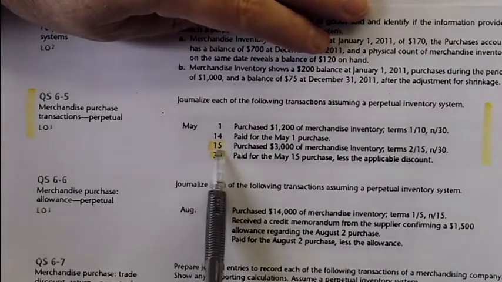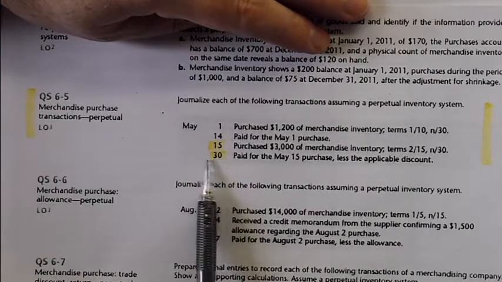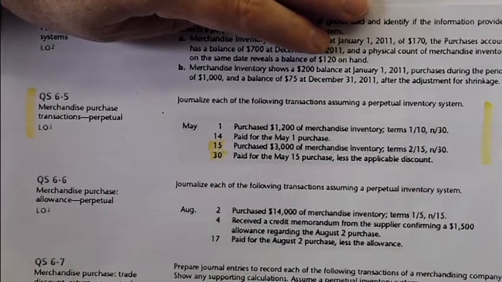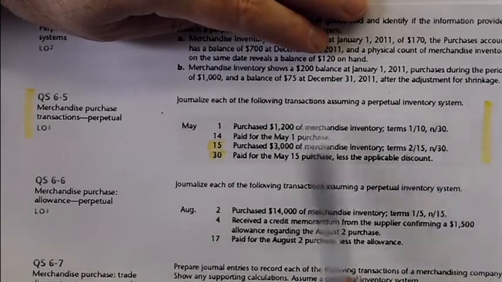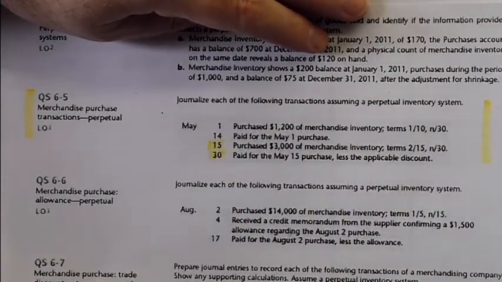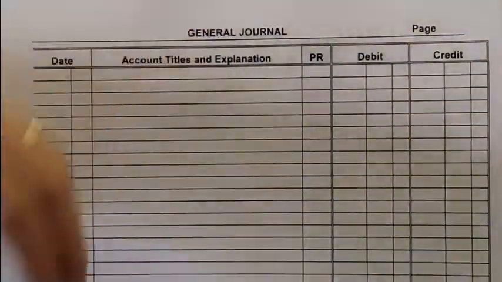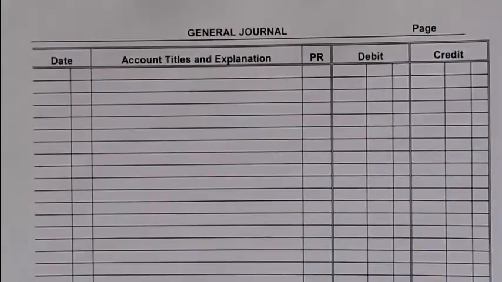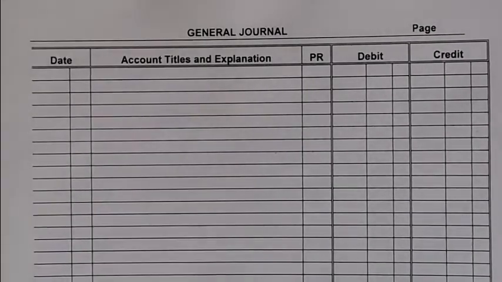So we're just going to look at the purchase of inventory on May 15th and the payment for that inventory on May the 30th. And we're actually going to take a discount on that. This company uses a perpetual inventory system, so we're going to journalize each of the following transactions assuming a perpetual inventory system. So how does a perpetual inventory system work? Well, it means we perpetually or continuously update the inventory file, merchandise inventory, and the cost of goods sold when we sell it. In this case, since we're just buying inventory, we're only going to update the inventory account.